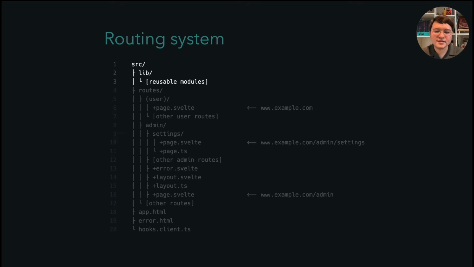Finally, we have src/lib, which is where we put all our reusable modules, store definitions, and utility functions. SvelteKit also provides an easy way for us to import from here.